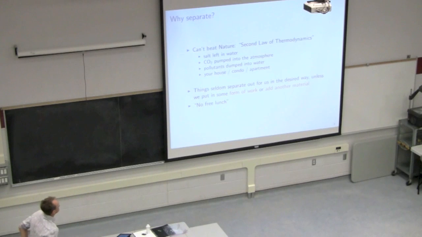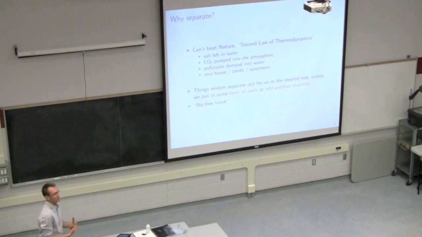So the main reason why we need to separate is that it doesn't happen on its own, right? If we leave nature to itself, things will naturally mix. That's what the second law of thermodynamics tells us. And we see that in many examples. If you put salt in water, it will end up dissolving into the liquid phase. If we expel CO2 into the atmosphere, it's going to mix into the rest of the atmosphere. It's not going to partition itself into CO2 in one area and oxygen and nitrogen in another area. And so naturally, nature will take the mix.